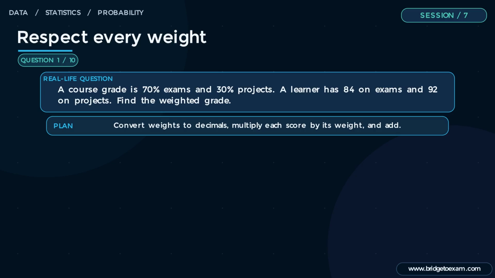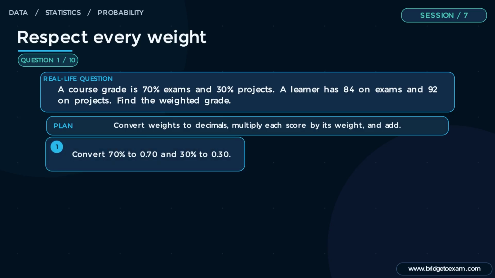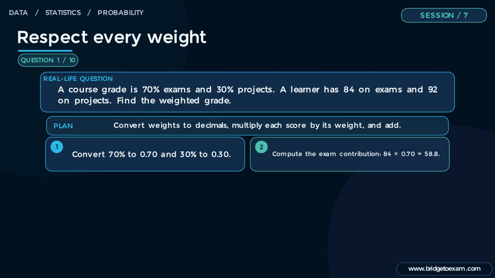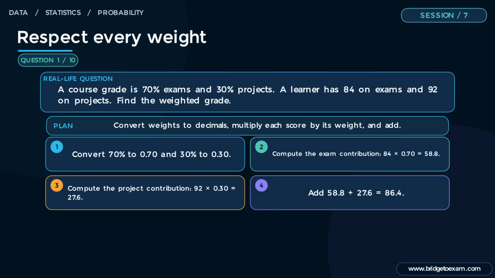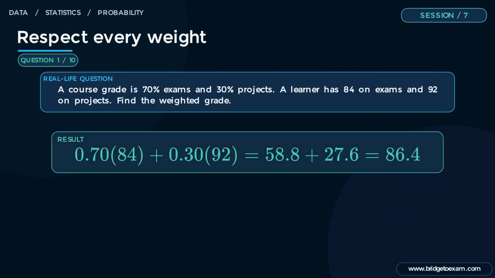Step 1. Convert 70% to 0.70 and 30% to 0.30. Step 2. Compute the exam contribution. 84 times 0.70 equals 58.8. Step 3. Compute the project contribution. 92 times 0.30 equals 27.6. Step 4. Add 58.8 plus 27.6 equals 86.4.